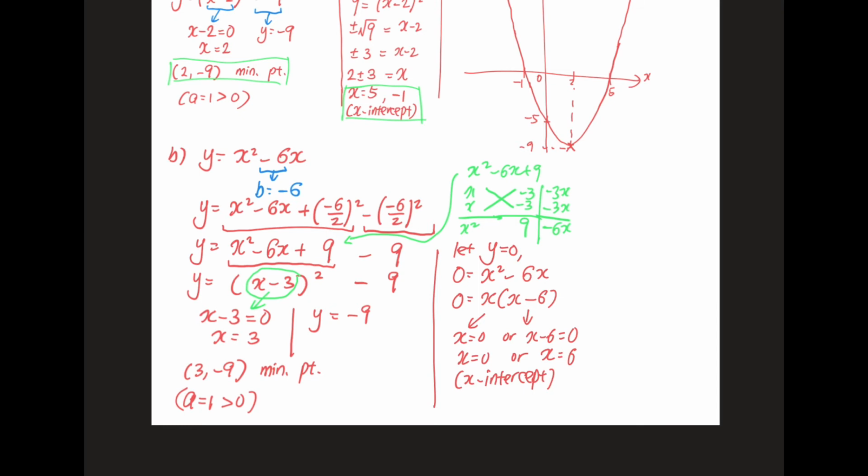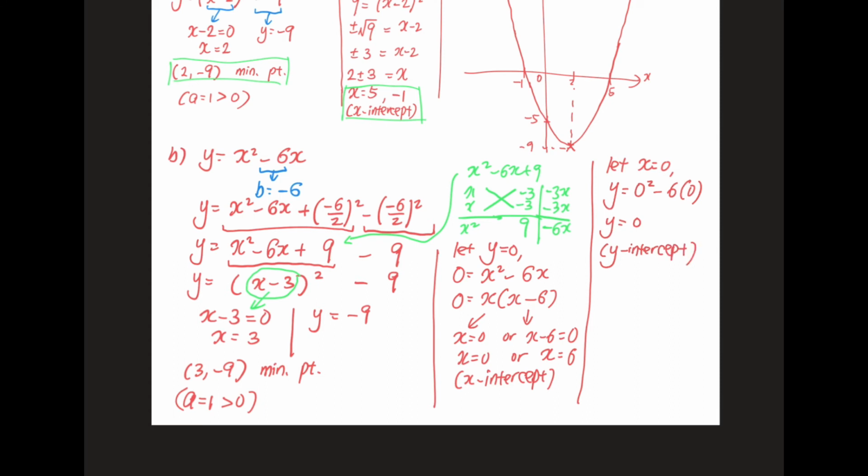Okay, so let's find the y-intercept now. So we let x equal to 0, to find the y-intercept. So what we need to do is we substitute 0 here and here. So we get y equal to 0 squared minus 6 times 0. So y equal to 0. That is the y-intercept. So this is called the y-intercept.